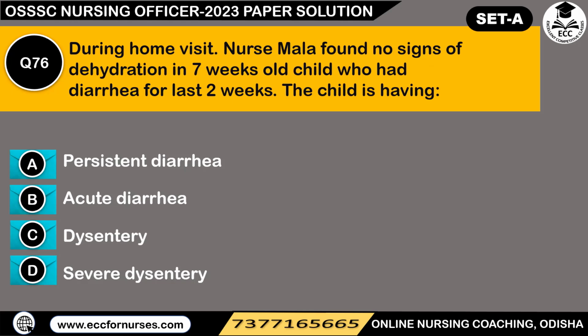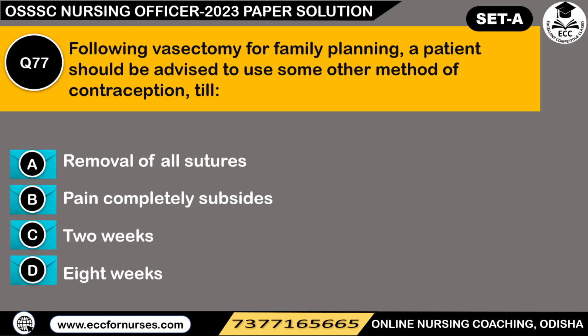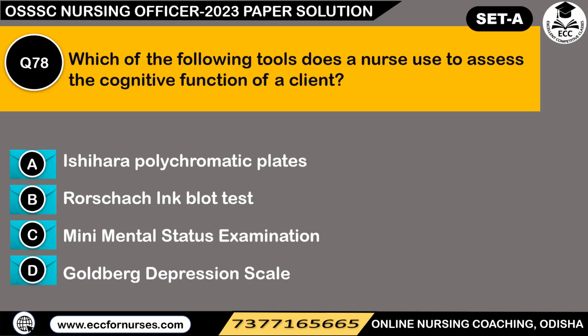During home visit, the nurse Mala found no signs of dehydration in 7 weeks old child who had diarrhea for last 2 weeks. The child is having persistent diarrhea. Question number 77. Following vasectomy, for family planning, a patient should be advised to use some other method of contraception till 8 weeks. Question number 78.